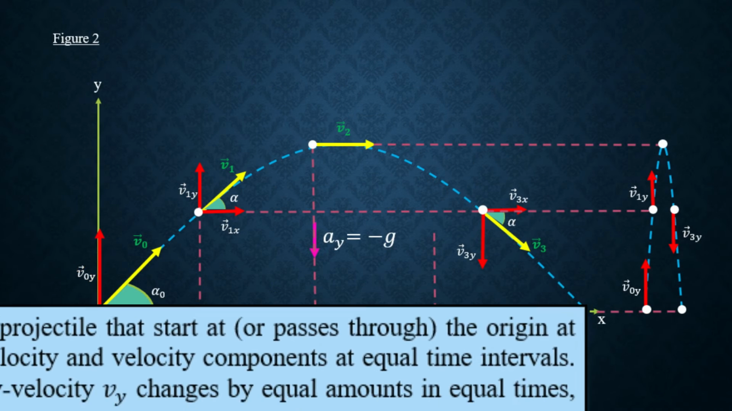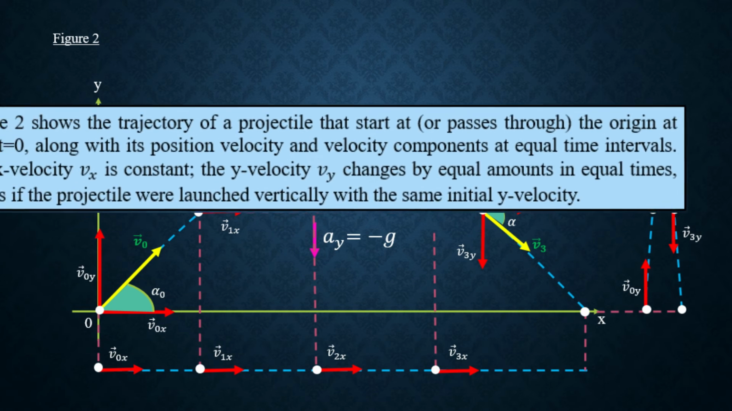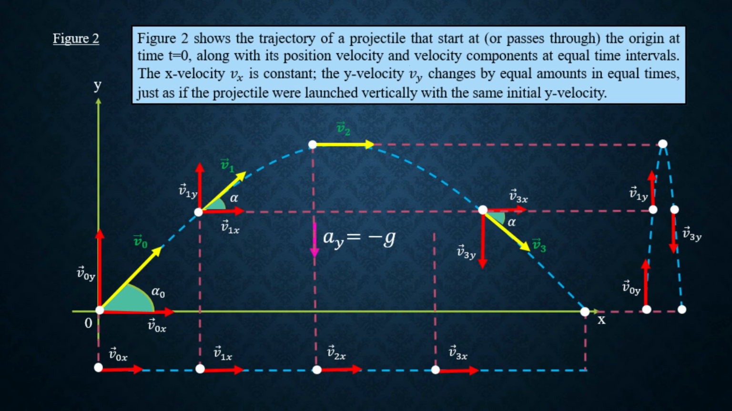Figure 2 shows the trajectory of a projectile that starts at, or passes through, the origin at time t equals 0, along with its position, velocity, and velocity components at equal time intervals. The x velocity, vx, is constant. Meanwhile, the y velocity, vy, changes by equal amounts in equal times, just as if a projectile were launched vertically with the same initial y velocity.